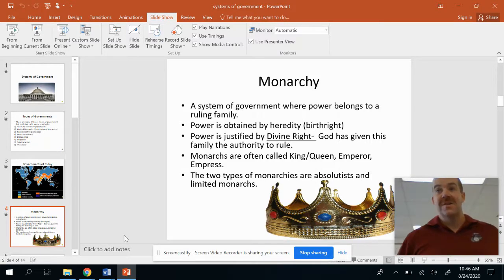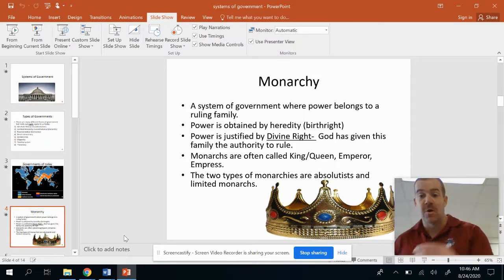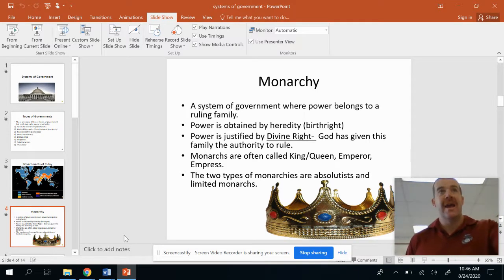It's not through your accomplishments or the things you earn; you get there by birthright. In many cases, it's also a divine right to rule. That's where they get their power. They say God has anointed me to rule over you all. And people believe this, and it still goes on in some countries, believe it or not. God has given this family the right to rule. So monarchs are called king, queen, emperor, empress, czar, czarina, and on down the line.